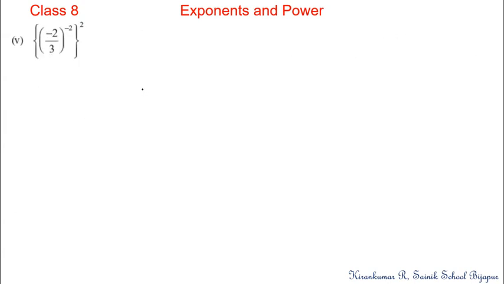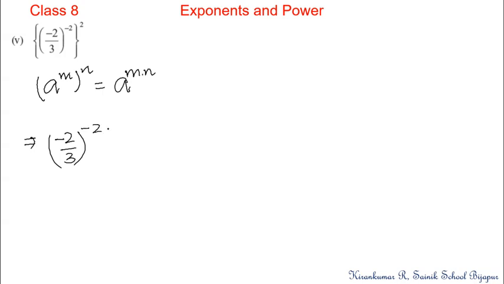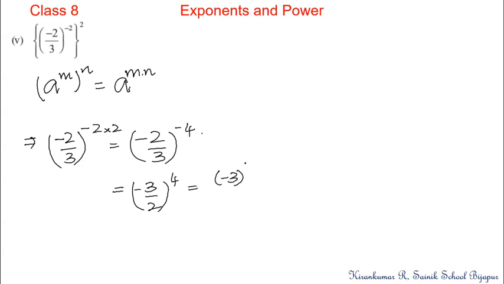Let's take the fifth sub question. We all know that a raised to the power m, when it is to the power n, when two powers are there, it is a to the power of m into n. We shall apply this. We get (minus 2 by 3) to the power minus 2 into 2, which is (minus 2 by 3) to the power minus 4. When we have a fraction, this becomes the reciprocal. It becomes (minus 3 by 2) to the power positive 4, which is minus 3 to the power 4 by 2 to the power 4, which is 81 by 16.